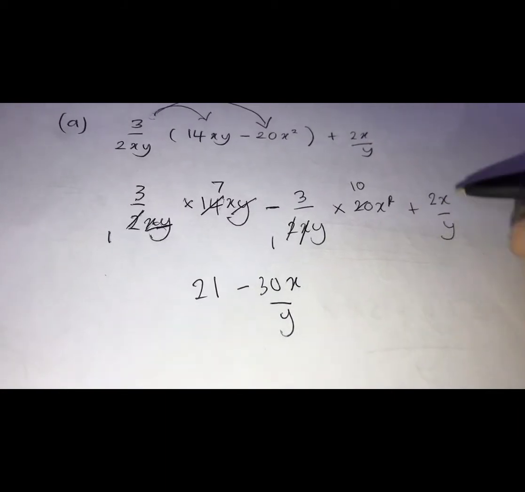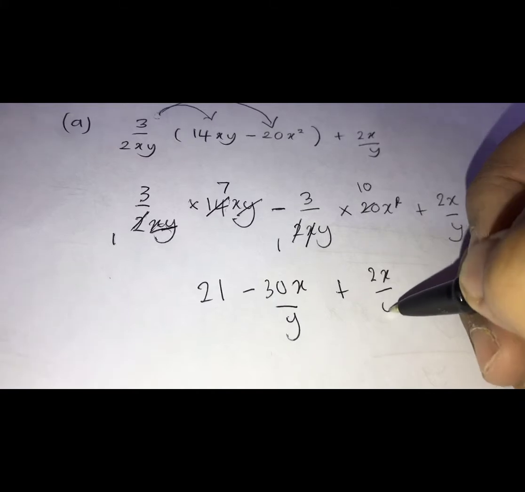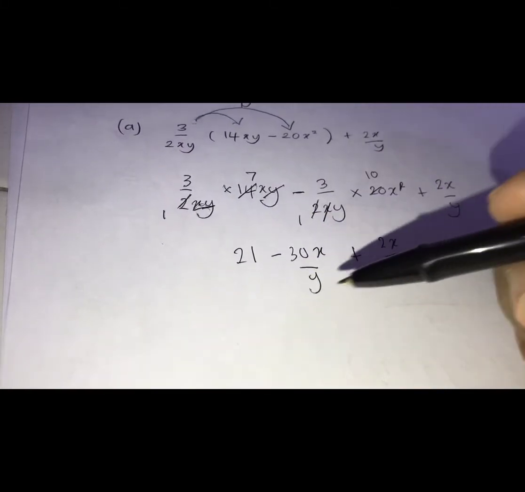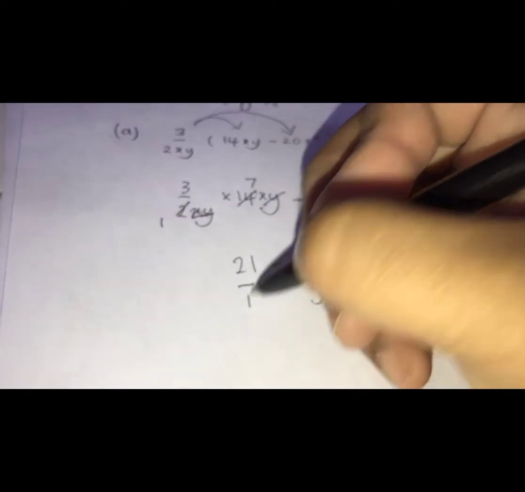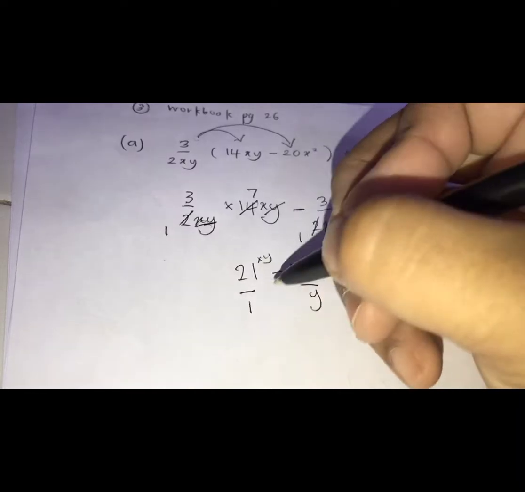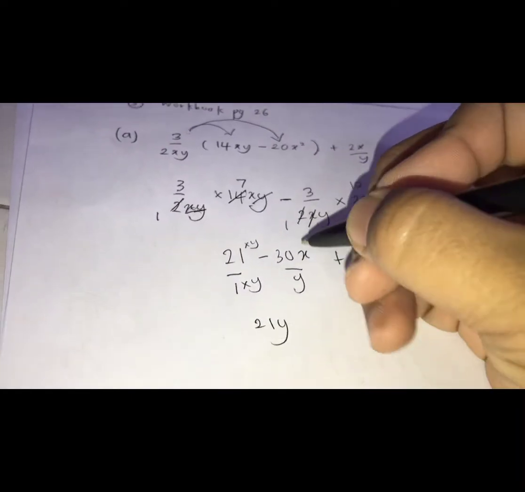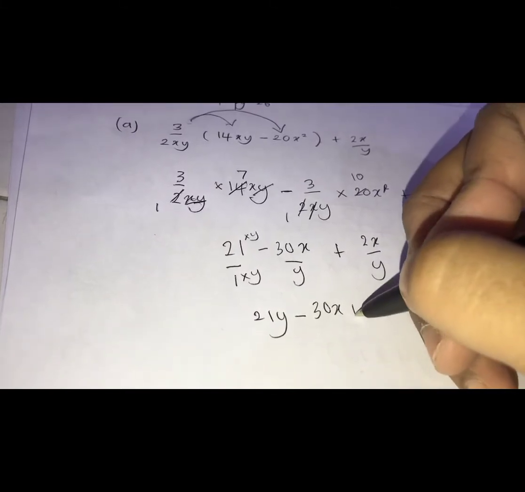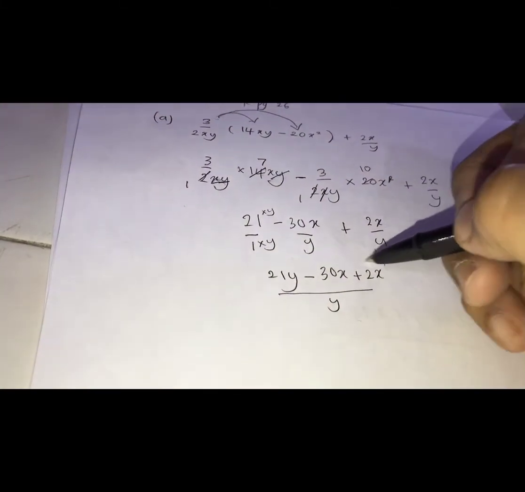And then copy back this one plus 2x over y. You get like this, right? Now make it the same. This one y, the denominator. So here also you must change the denominator, become y. So you times y, so you times y. So become 21y minus 30x plus 2x over y. Okay, get like this.